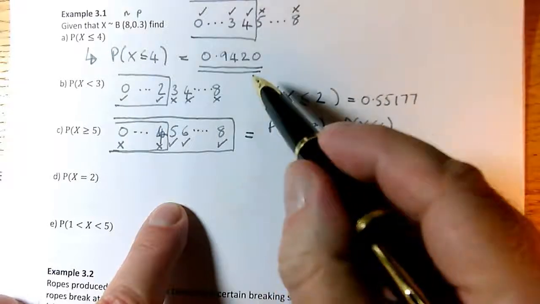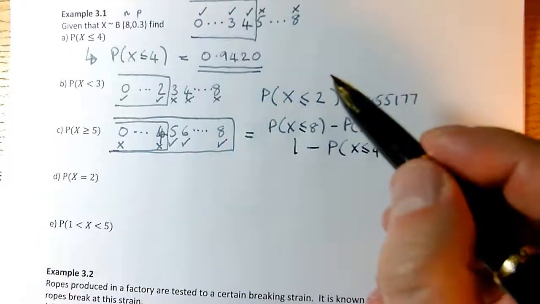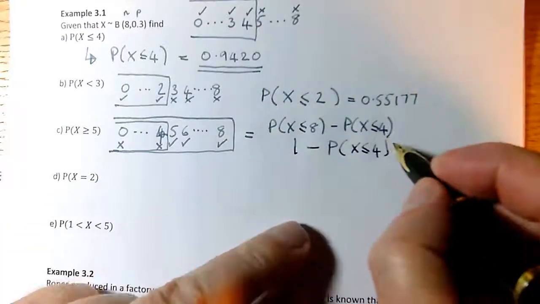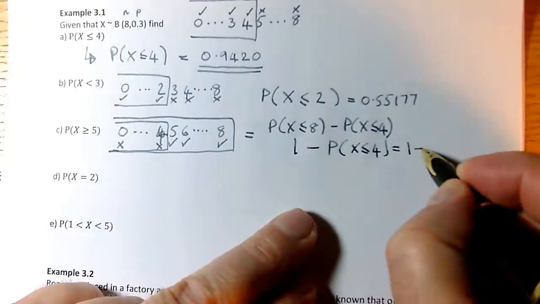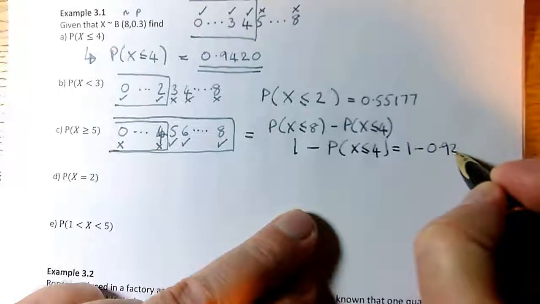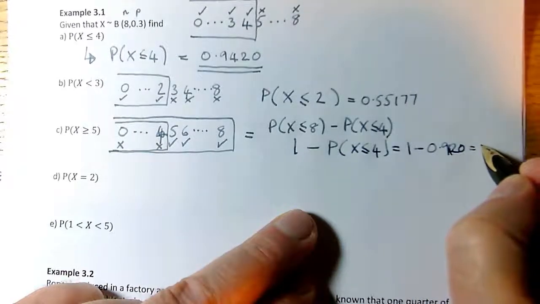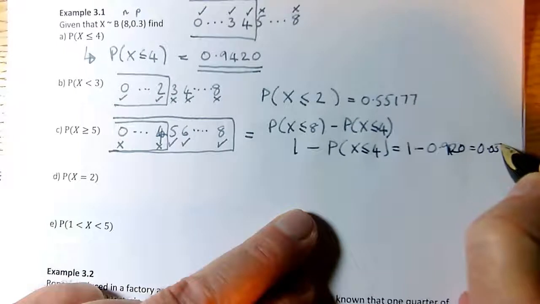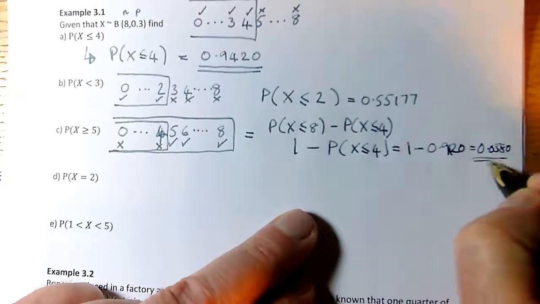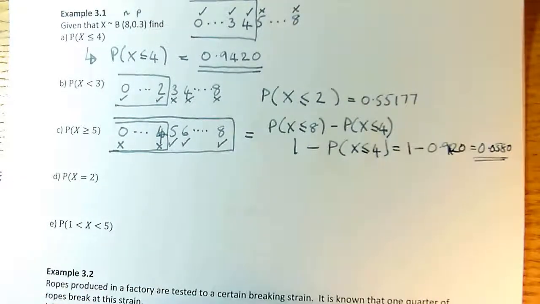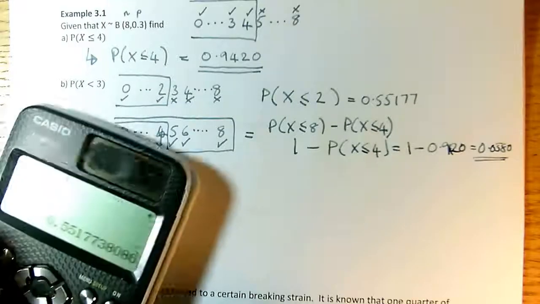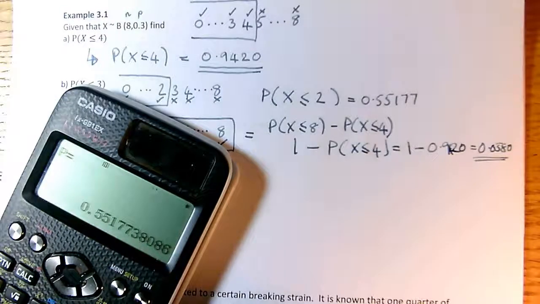I did x being less than or equal to 4, in fact, in question A. So it's 1 minus 0.9420, which I can do in my head: 0.0580.